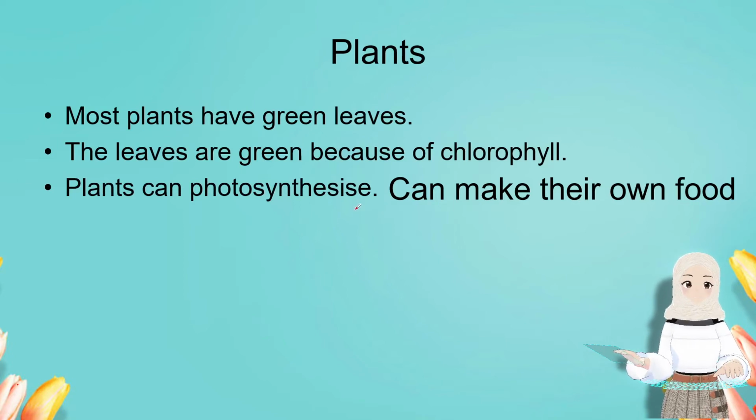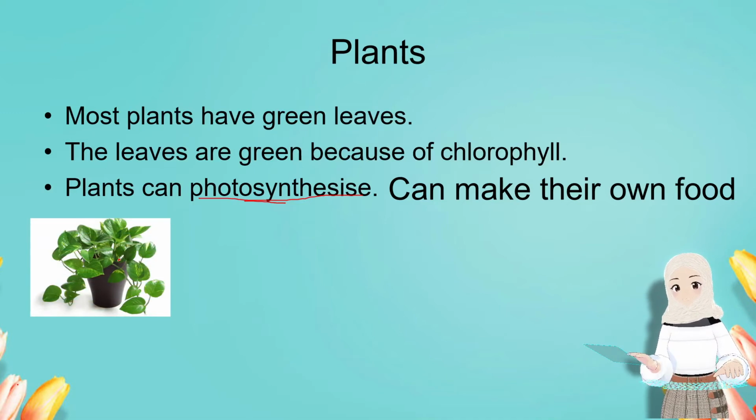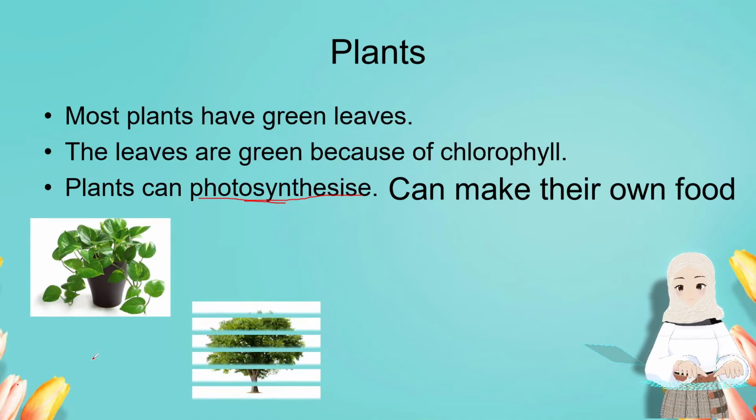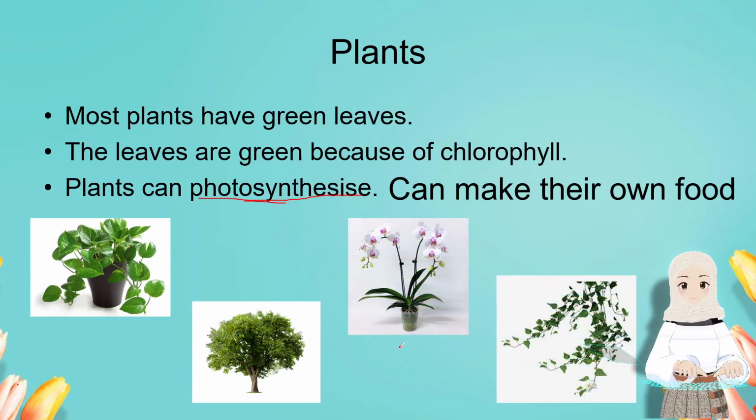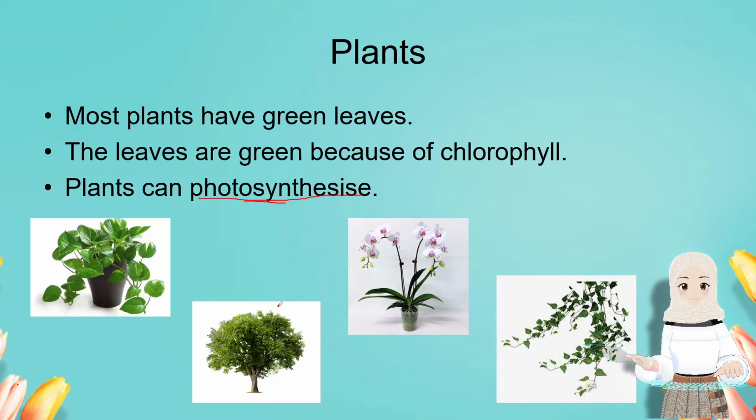Plants can photosynthesize. If you remember, apa arti photosynthesize ini? Photosynthesize ini artinya dapat buat makanan sendiri. Semua plants atau kebanyakan plants boleh buat makanan sendiri. Okay, so for example, this is a plant. This is also a plant. And this is also a plant. So if you can see, ini ada daun, ini pun ada daun. So they're all plants because you can see they all have leaves.